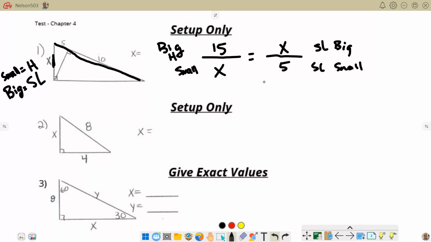Gosh, I don't think I made that very clear how this one works. A lot of people put 10 up here, and it's not 10, it's 15 and 5. All right, setup only on this one.